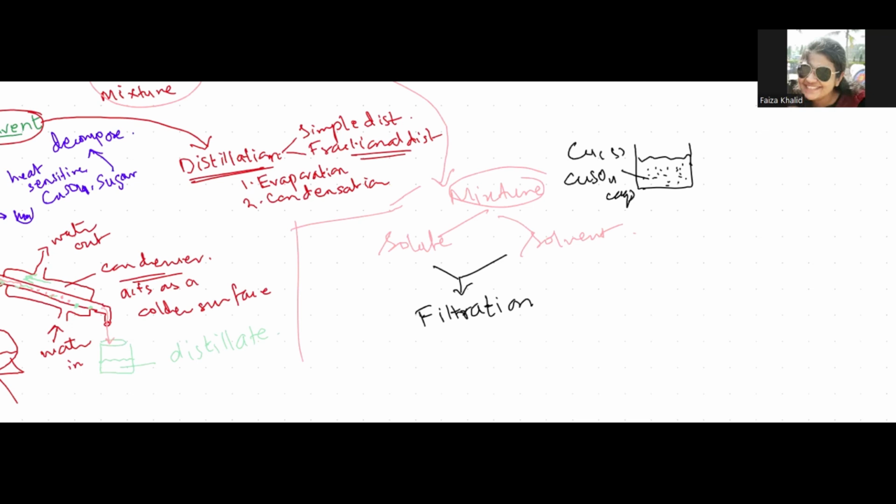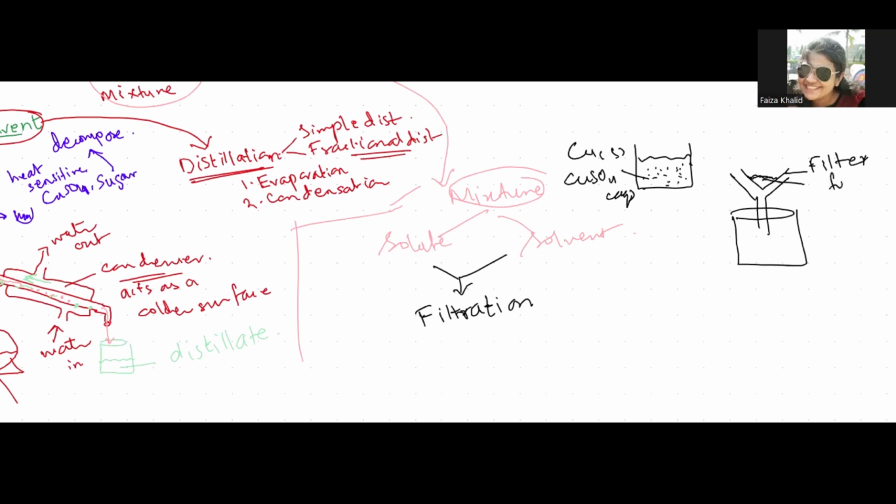Now what do you do? You're going to filter it out. When you filter it out, what will you get on top of the filter paper? Copper particles. This is how I wanted you to talk.